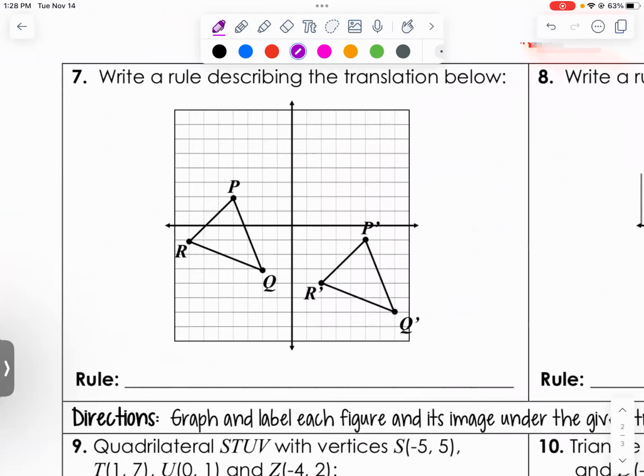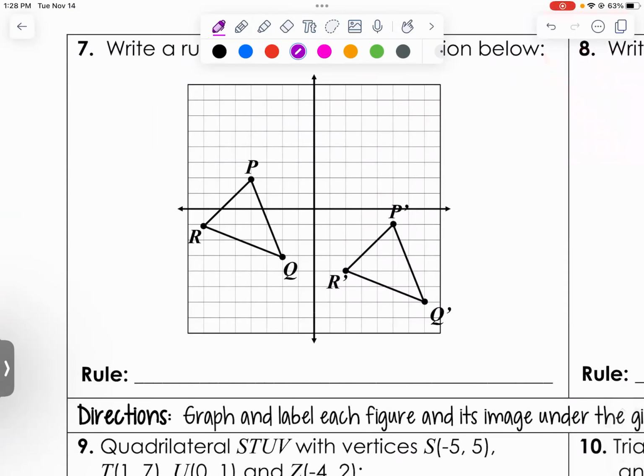I'm gonna look at number 7. Slide over to the next page. I want you to look at number 7.